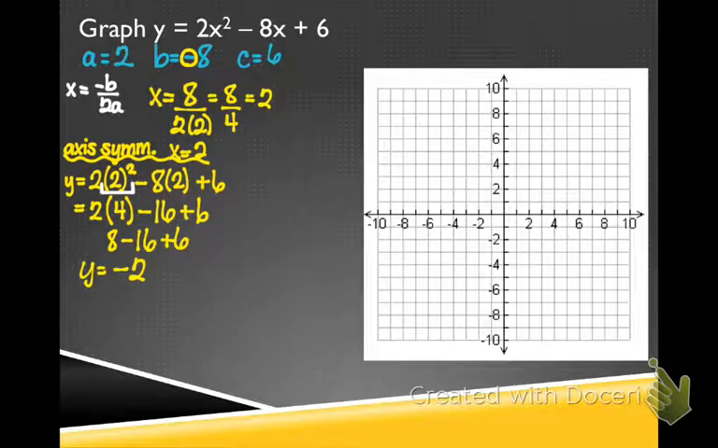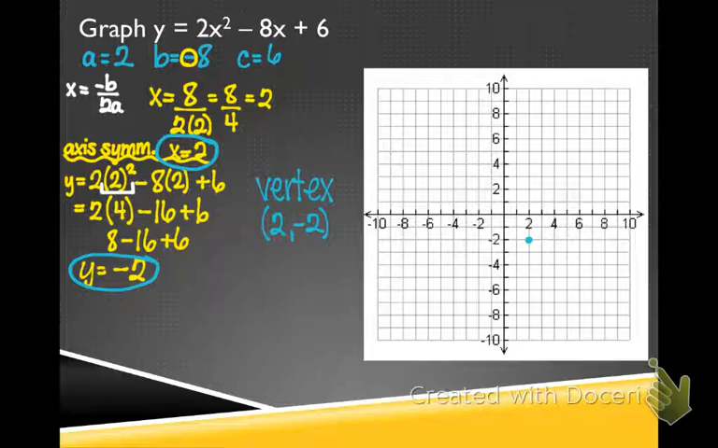Knowing that now, we have our x value, which is 2, our y value, which is negative 2, and what that just told us is that our vertex is at the point 2, negative 2. So now we take that point, 2, negative 2, and we put it on our graph.